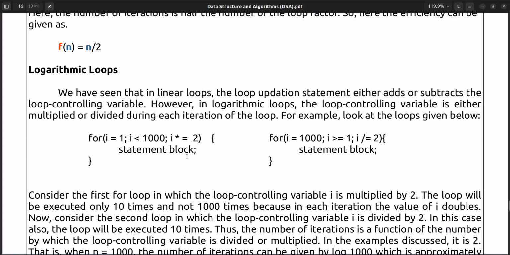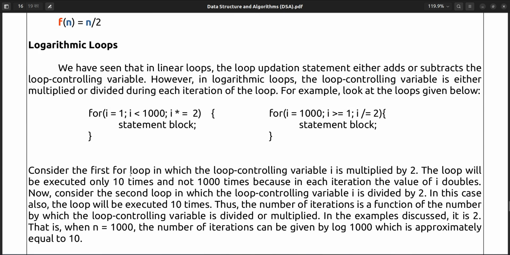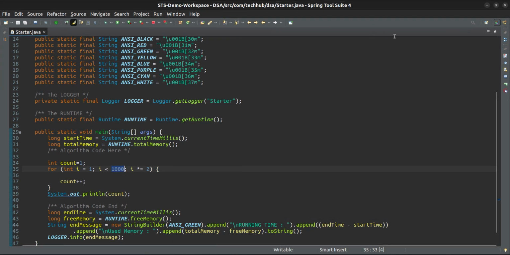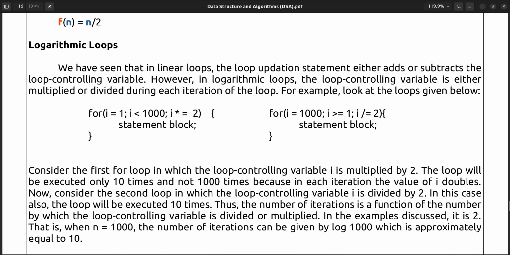So how will we give the complexity or efficiency of the algorithm in this case? Consider the first loop in which the loop controlling variable is multiplied by 2. The loop will be executed only 10 times and not 1000 times, because in each iteration the value of i doubles.